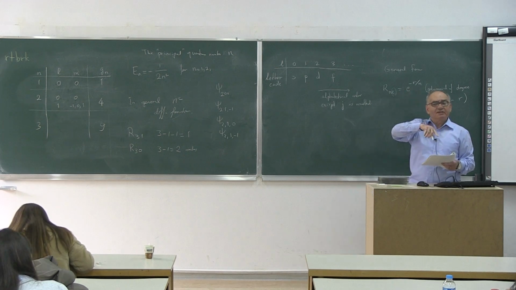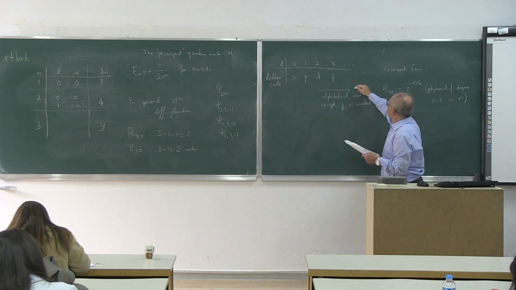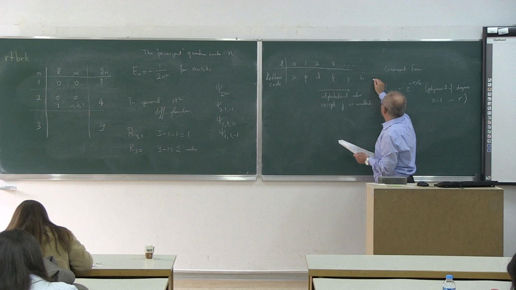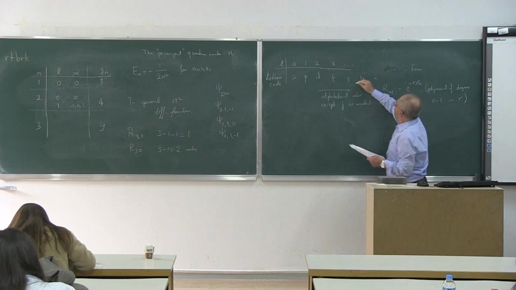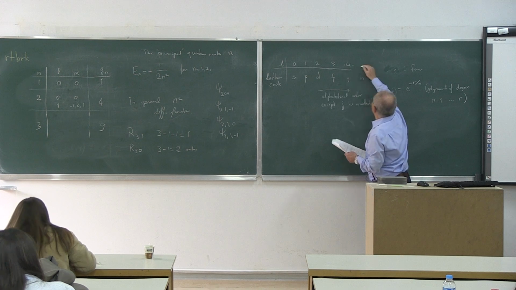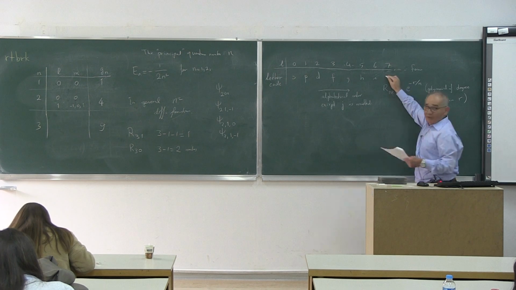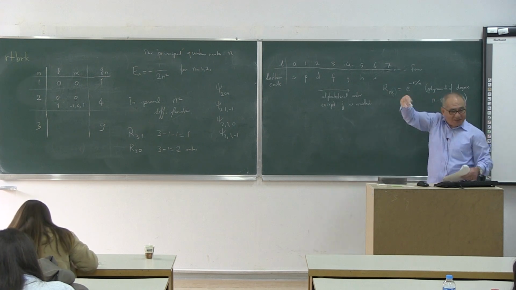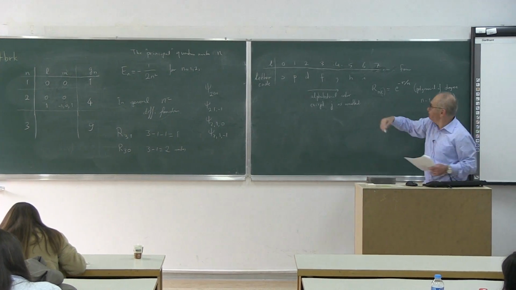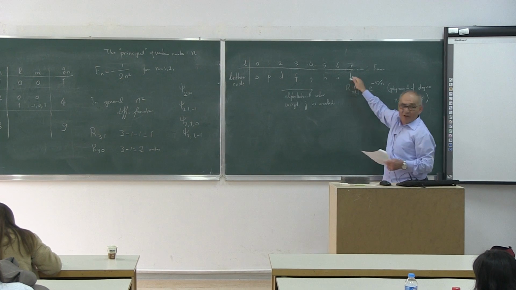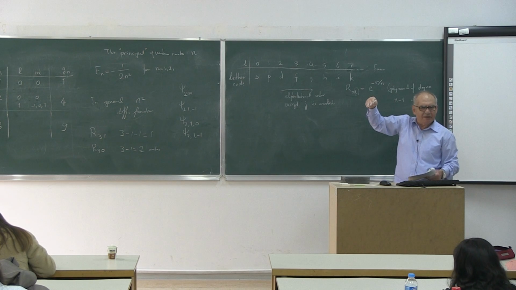The letters in the English alphabet, f, g, h, i, then j is omitted. What's the letter after i? k. No j. This is just a convention, all right?